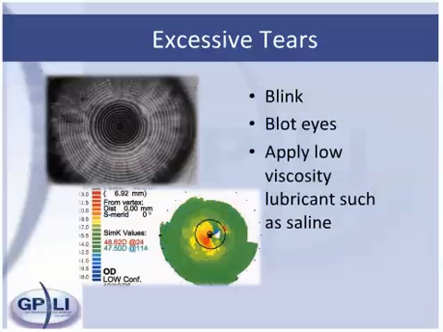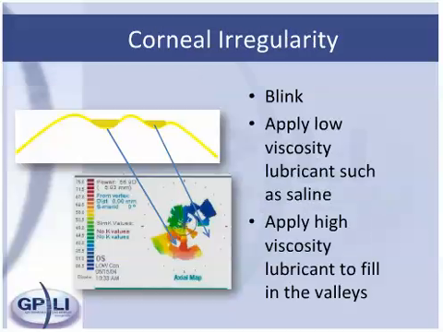If there are excessive tears, such as a patient whose eyes are watering, or a high viscosity agent was applied to the eyes, the mires may also run together. Wherever mires are running together, there will be data loss. To help with excessive tears, ask the patient to blink, blot their eyes, or even apply a low viscosity lubricant such as saline. If the cornea is highly irregular, there may also be missing data.